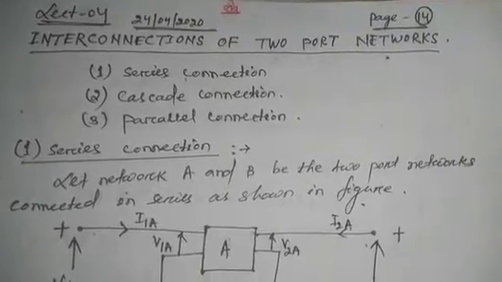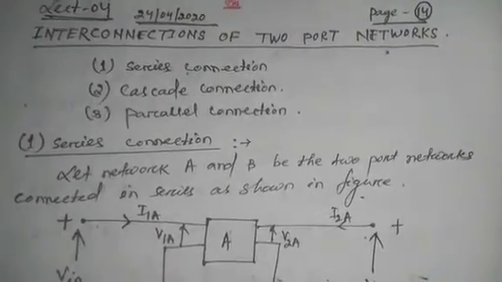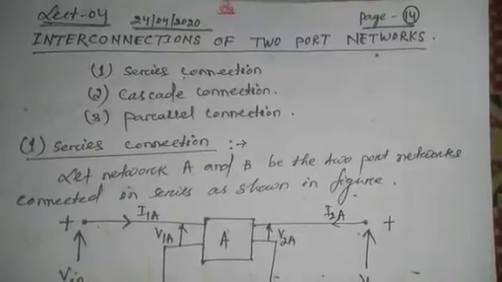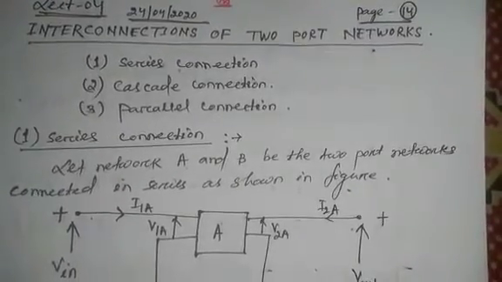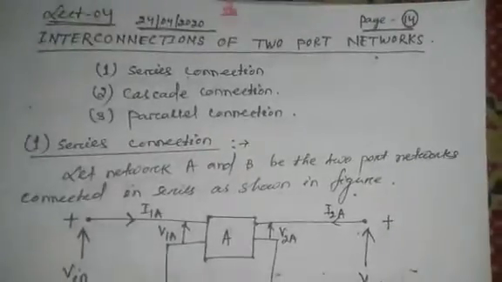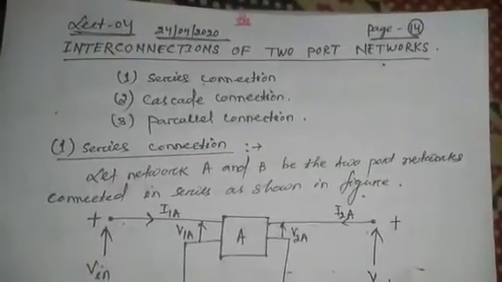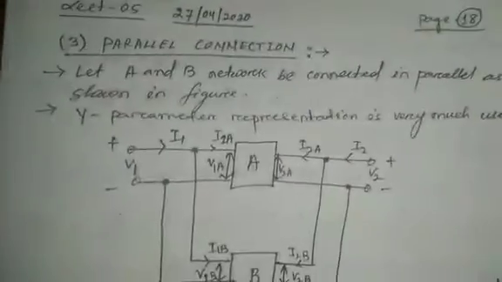Interconnection of two-port networks, which we started in previous classes. We already discussed the series connection and the cascade connection. Today we discuss the third one, the parallel connection, which is included in the interconnection of two-port networks. You see here the parallel connection.